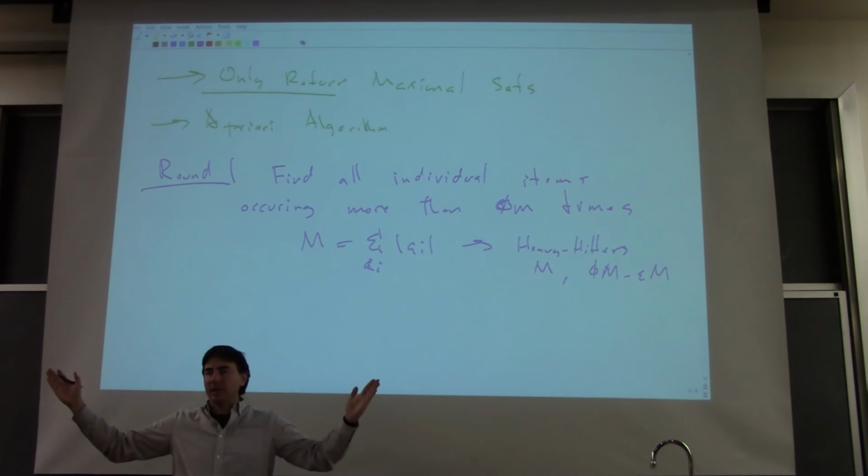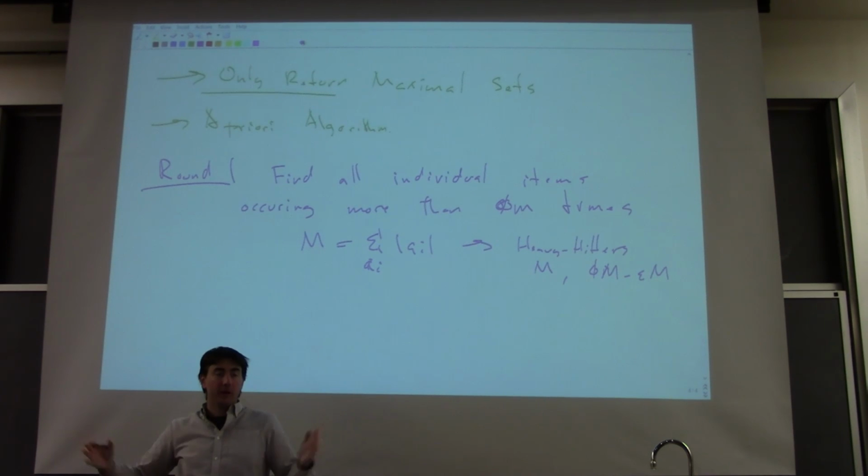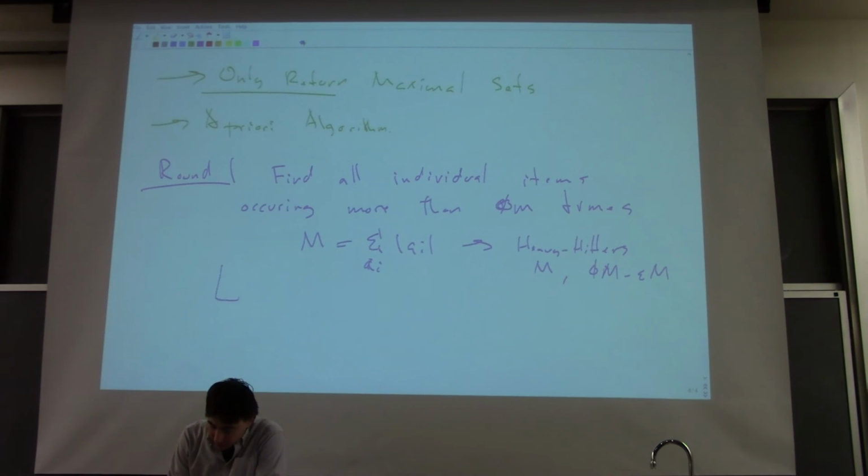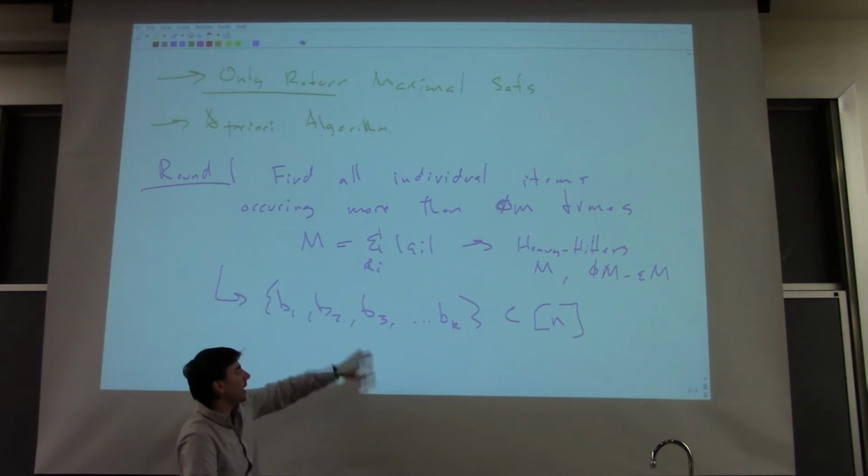Just reading over the data once in this first round, I find all the things which are individually large enough. Okay? And so this is going to give me a set of these items, B1 up to BK. So this is going to be a subset of n. This is the output of round 1.